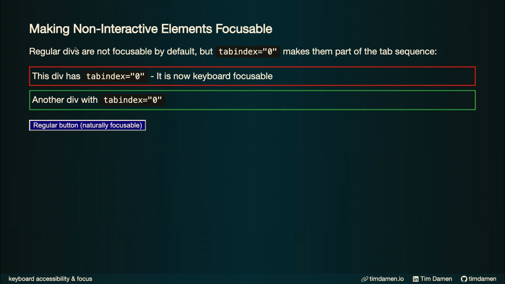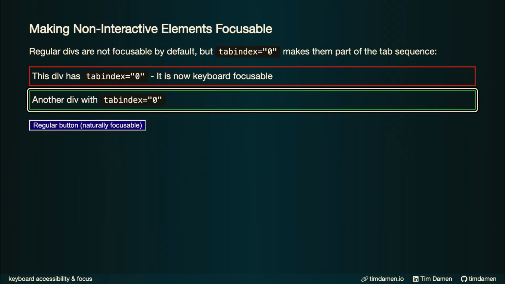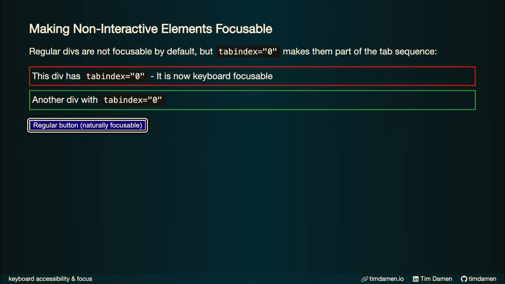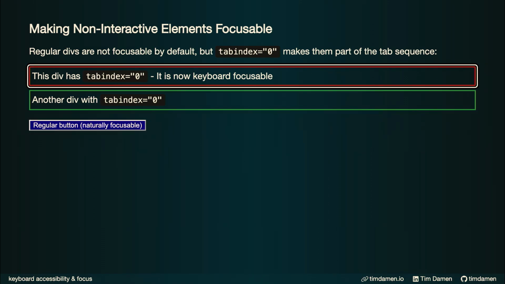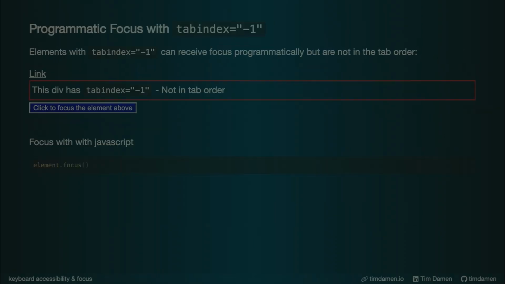Now, we make non-interactive elements focusable by, for example, I have 2 divs in this slide, and I gave them tab index 0 value. And you can see that now the first element on this slide can receive focus, and the second one as well. And of course also the button. So this happens when you add tab index 0 to a non-focusable element.